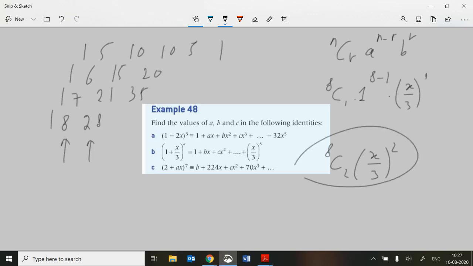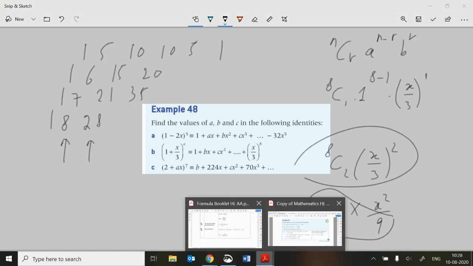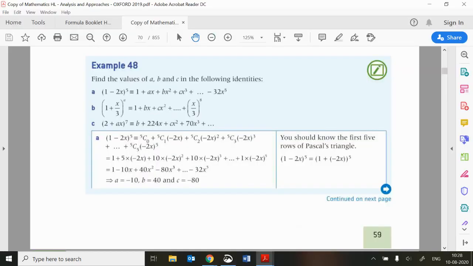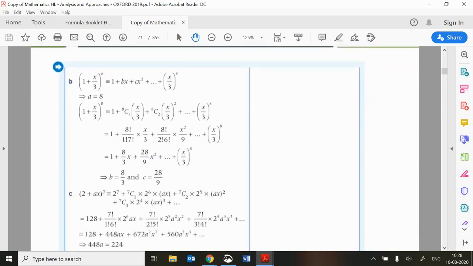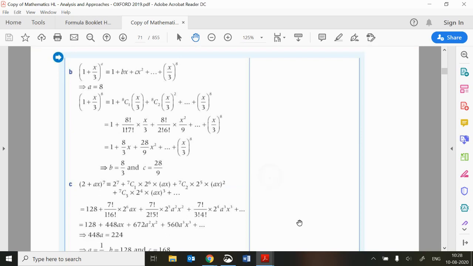Let's just do this. This one is 28 times x squared over 9. So you should have 28 over 9 as your answer for C. Let's just check that one out, see if I got that right. There we go, 28 over 9 for that one. And you can see the working out in the book there as well, if you want to pause on that page and see how they've done it. I seem to have found a slightly quicker way of doing it.